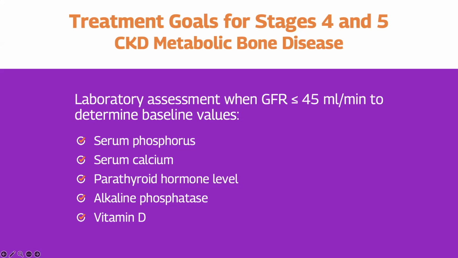Now, in stage 4, however, serum calcium and phosphorus should be measured every 3 to 6 months, and PTH should be measured every 6 to 12 months. In stage 5, the frequency of these measurements is increased: serum calcium and phosphorus every 1 to 3 months, and parathyroid hormone every 3 to 6 months.